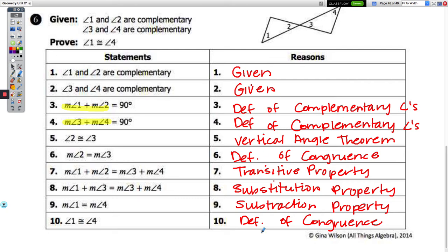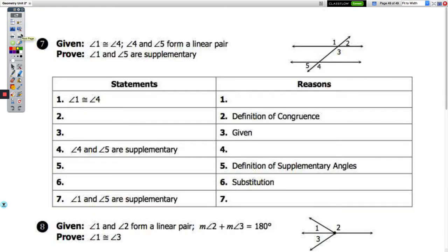Are there any questions on number 6? Okay, let's look at number 7, 8, and 9. You will not have any proofs like 7, 8, and 9 where you have to do both sides. All of them will be like we've done with numbers 1 through 6 with your bank. But let's look at numbers 7, 8, and 9.